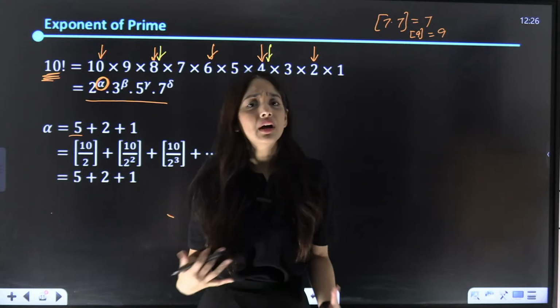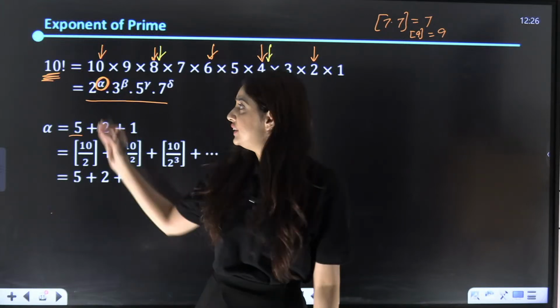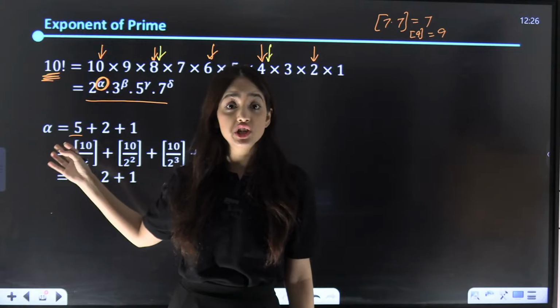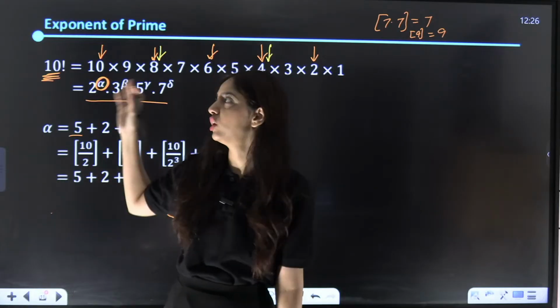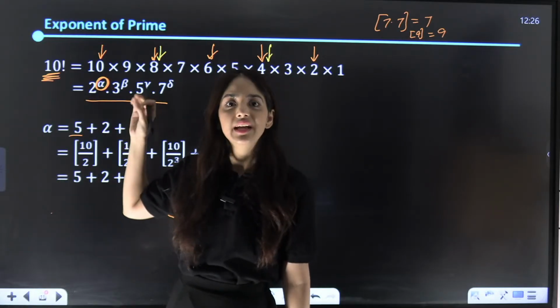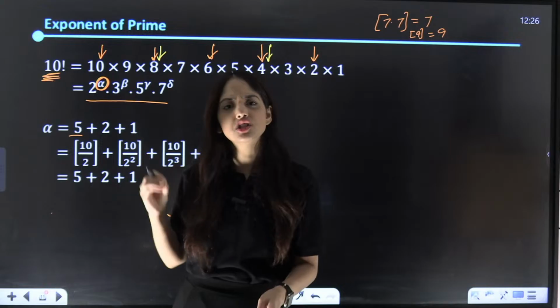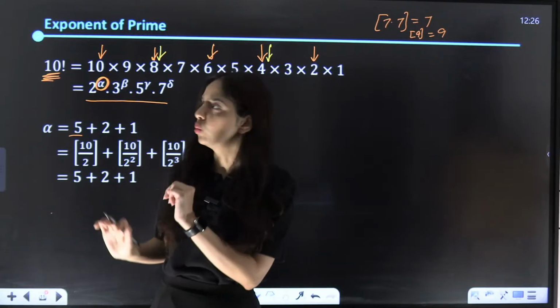So, now how many multiples of 4 are here? 10 divided by 4, which is 2.5. Now, of course, there are not 2.5 multiples. The greatest integer, the integer just smaller than 2.5, is 2. 4 and 8.